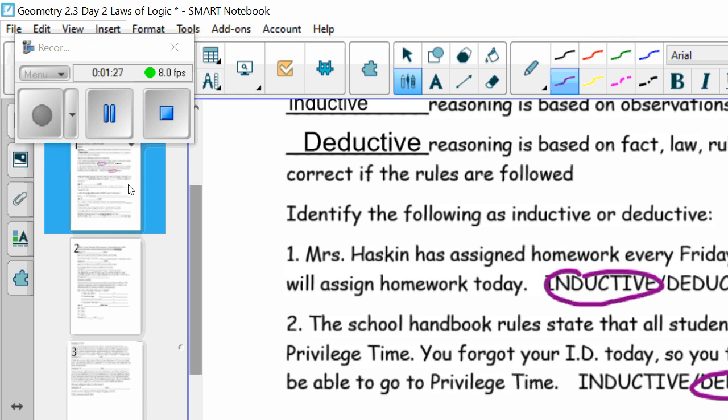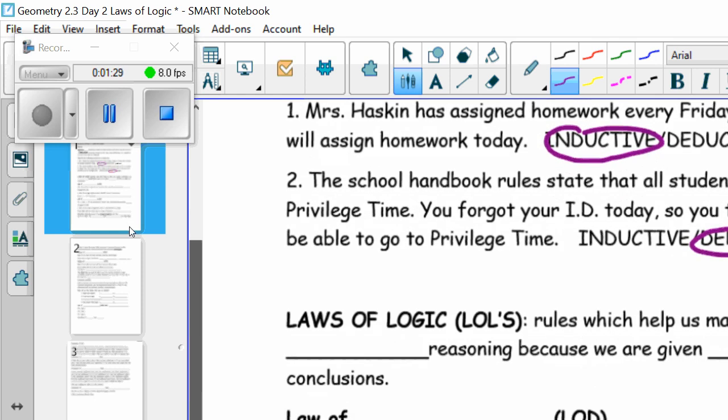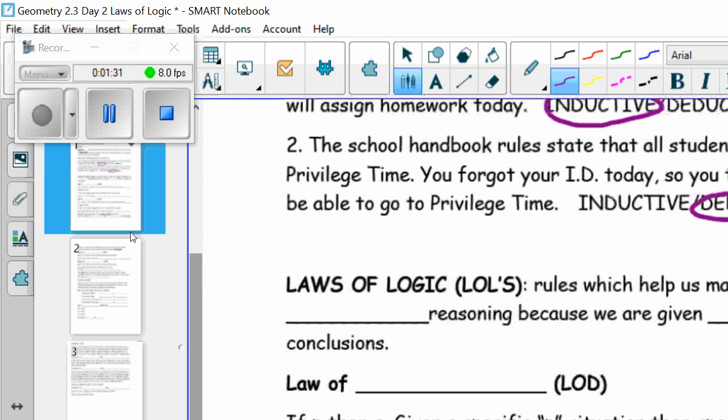All right, so today we're going to look at laws of logic. We can abbreviate that as LOLs. These are rules which help us make more logical conclusions. They use deductive reasoning because we are given rules to follow to make our conclusions.